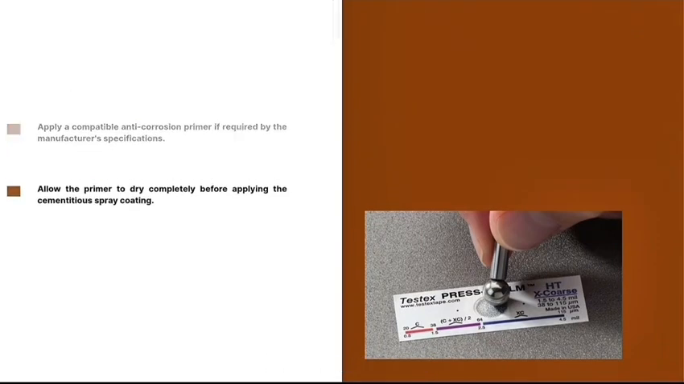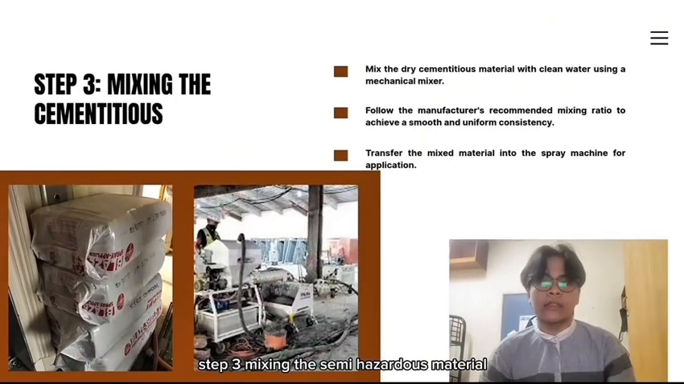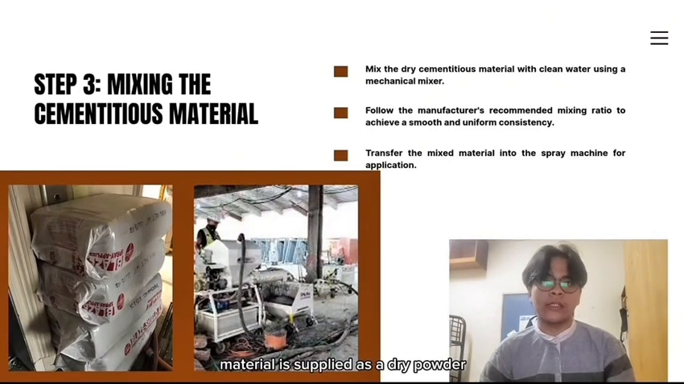Step 3. Mixing the cementitious material. The cementitious fireproofing material is supplied as a dry powder. It is mixed with clean water using a mechanical mixer according to the manufacturer recommended water to material ratio. The mixture must be blended until a uniform, lump-free consistency is achieved.